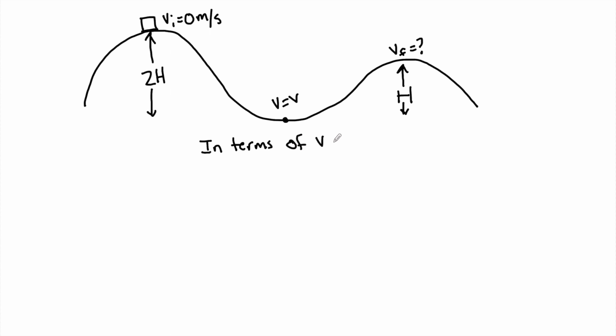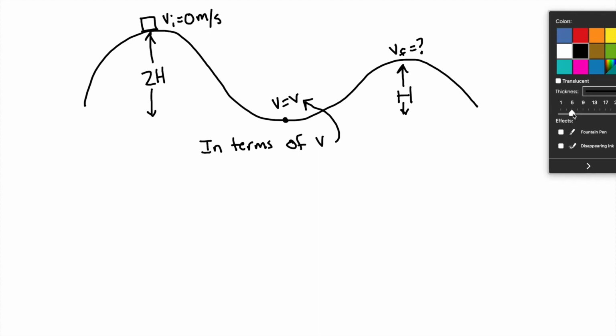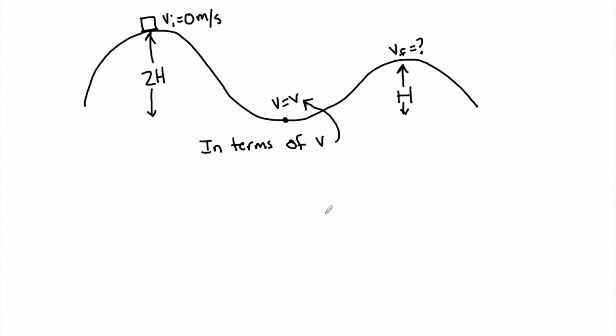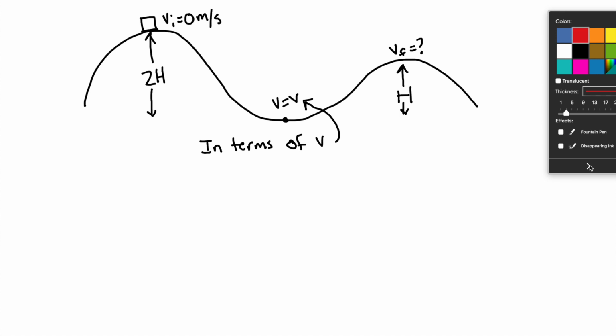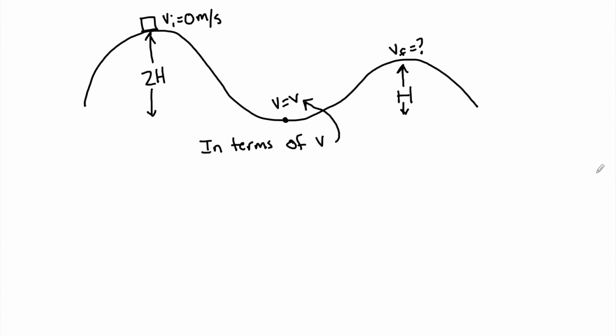And when I say in terms of v, I mean this v. So our final answer has to be in terms of v. It can't have any of those other variables in there, no h's, and that's kind of where this gets a little bit confusing mathematically.